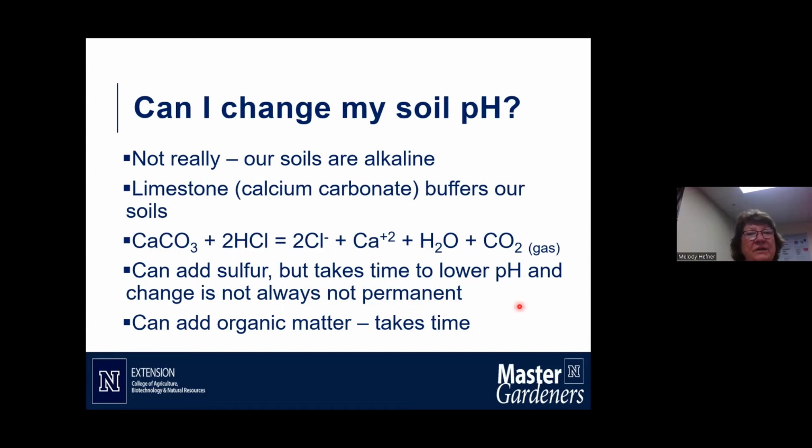Now, you can try to change pH by adding elemental sulfur, but it takes quite a bit of time to lower the pH, and the change isn't permanent because sulfur is very mobile in the environment. It'll move in the soil water, the irrigation water, or the rainwater. You can add organic matter. It takes time and it's a very slow process. You can't add enough organic matter to change it a full pH point. But as you constantly keep adding organic matter to your soil, you're going to gradually bring that soil pH down.